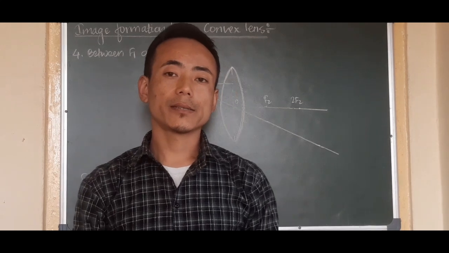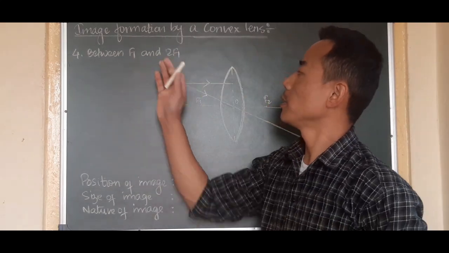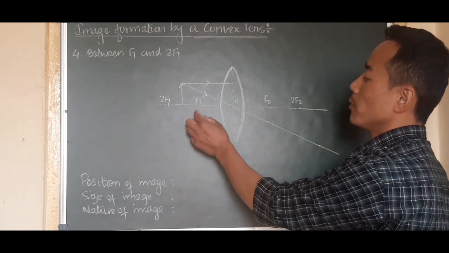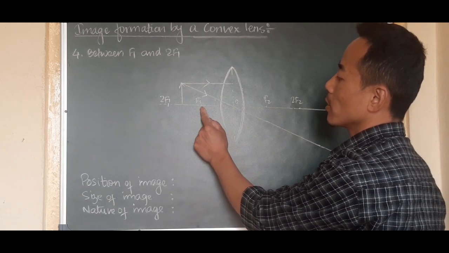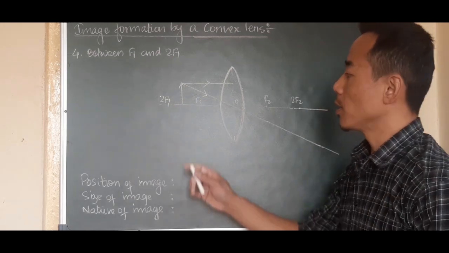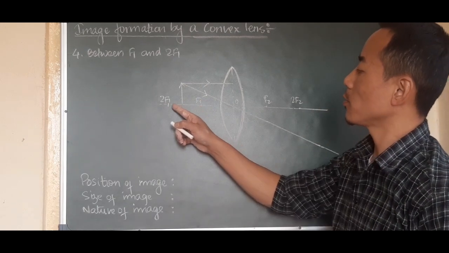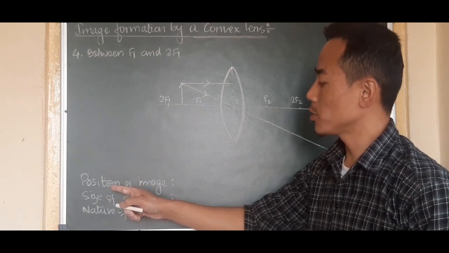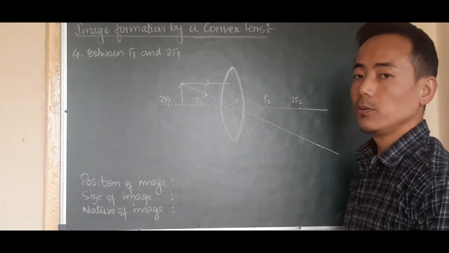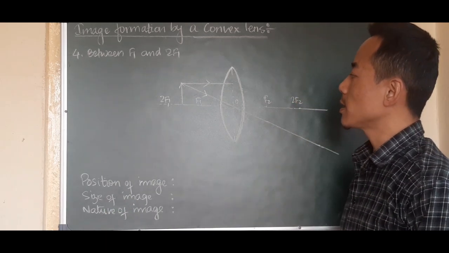Okay, our next case is object between f1 and twice f1. So here we have to keep an object between the 2 points, that is first principal focus and double of it, that is f1 and twice f1. So here we have an object between f1 and twice f1. So we need to find position, size and nature of the image. So again we will use the two rules, the two incident rays that we take.